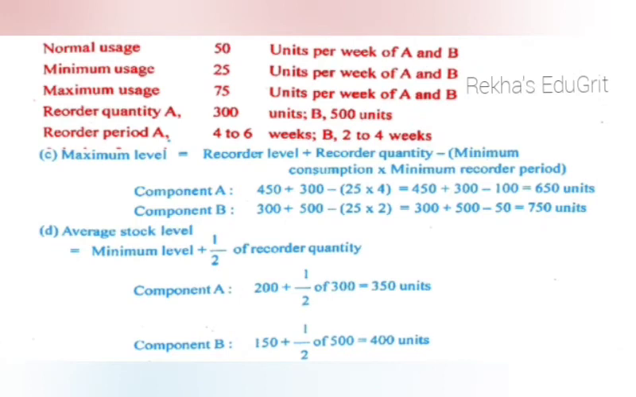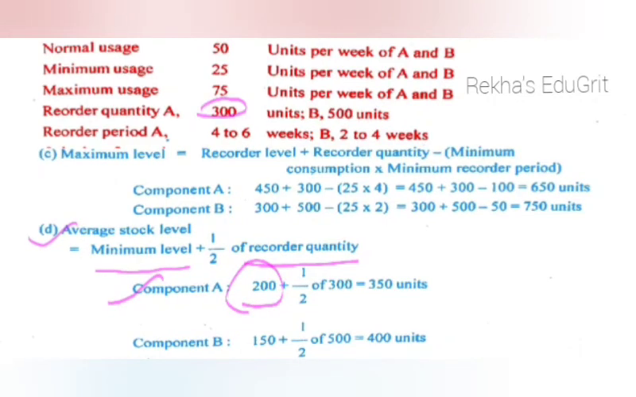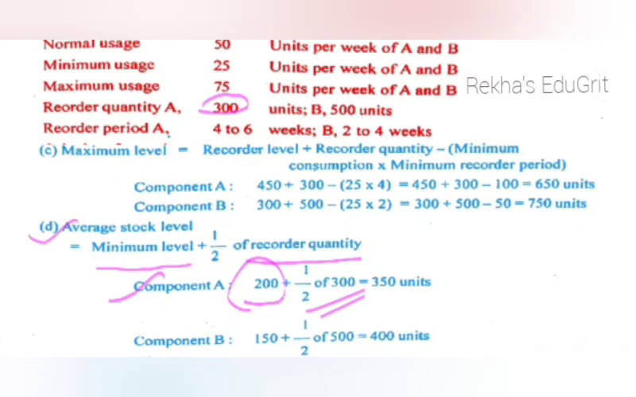After calculating the maximum level, next we see the average stock level. The formula for average stock level is minimum level plus half of the reorder quantity. First we calculate for component A. The minimum level which we calculated earlier is 200, right? So half of 300 will get 150. Then 200 plus 150 will get 350 units for component A.